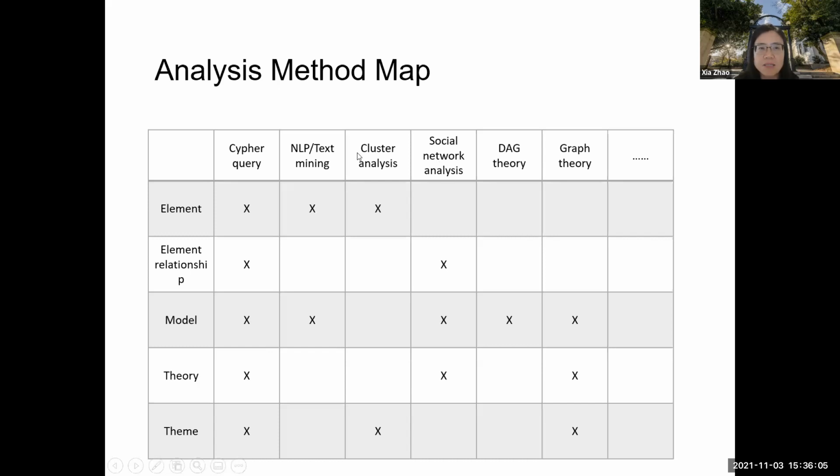So here I just illustrate an analysis method map. We pinpoint 5 levels of analysis: element, relationship, model, theory, and theme. You can see we can use different methods at each level. And we expect that as future research advances, more methods will emerge, and we can apply those new methods.